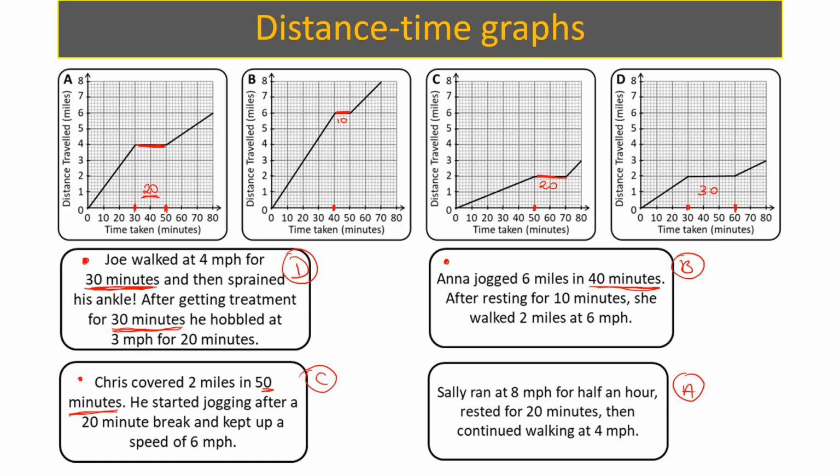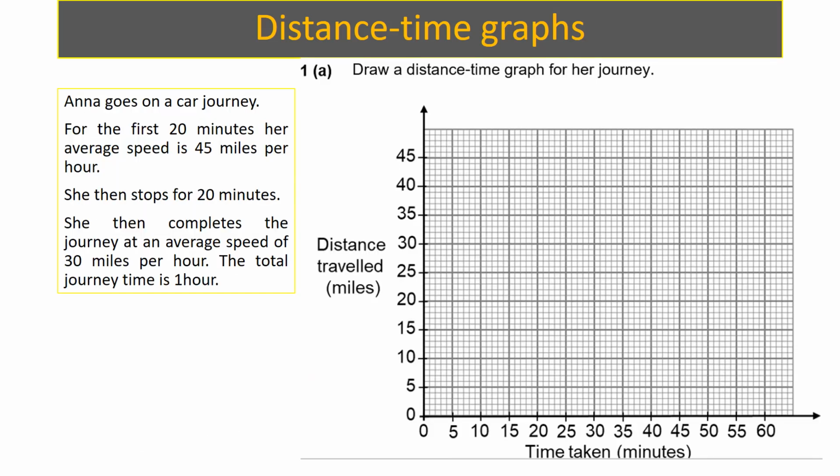Now, as I said, you sometimes need to actually calculate some more values from graphs or from your description to be able to plot a graph. We already looked at how to work out speed, but sometimes you may need to rearrange the formula to find some other measurements like the distance or time. In this example, we have to plot the graph from scratch, so we have some information and we need to use it to represent the journey on the graph.